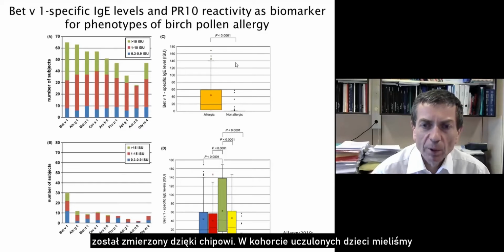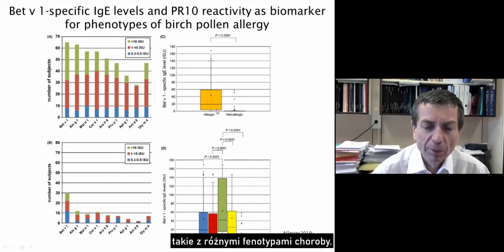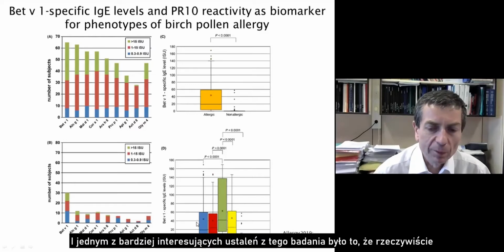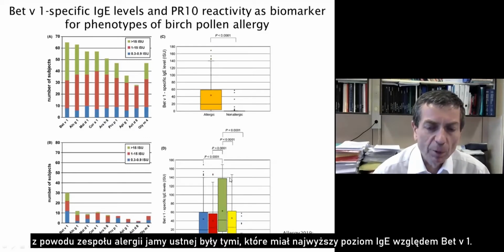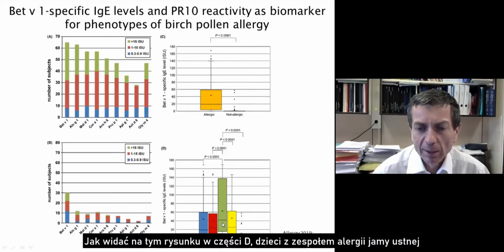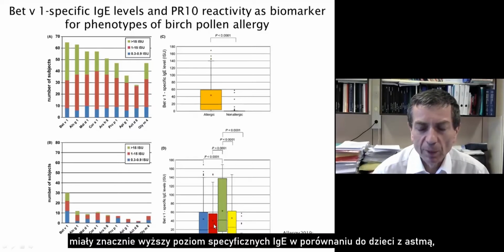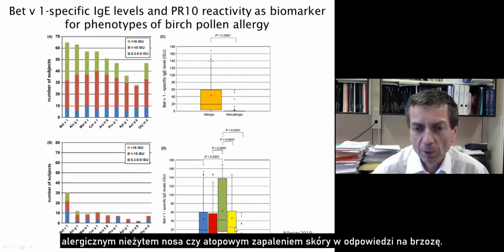We had in the cohort of the allergic children with different phenotypes of disease, and one of the very interesting findings of this study was that those children that suffered not only from respiratory allergy to birch, but also from oral allergy syndrome were the ones that had the highest levels to Bet v 1, as you can see here in this figure part D, where the OAS group, the oral allergy syndrome, has significantly higher IgE levels as compared to the children with asthma to birch, or allergic rhinitis to birch, or atopic dermatitis in response to birch.